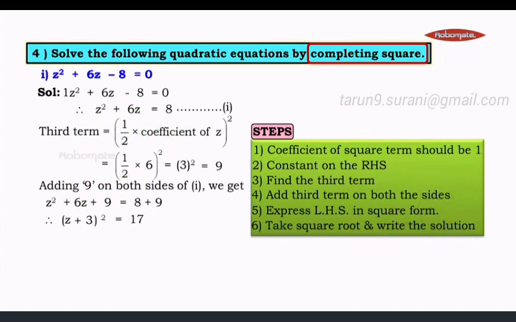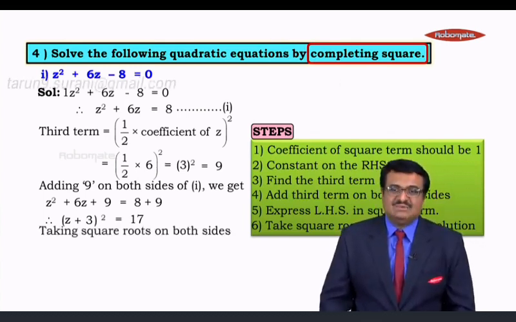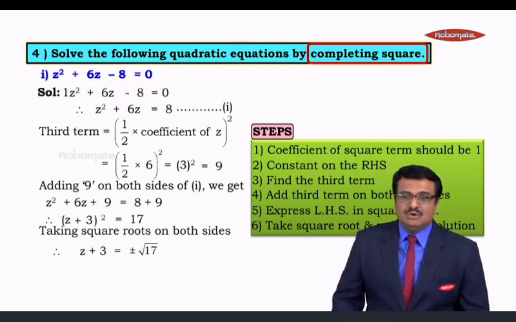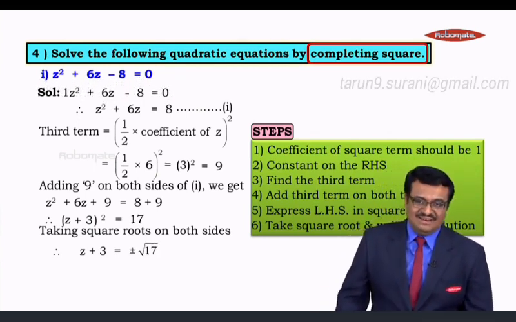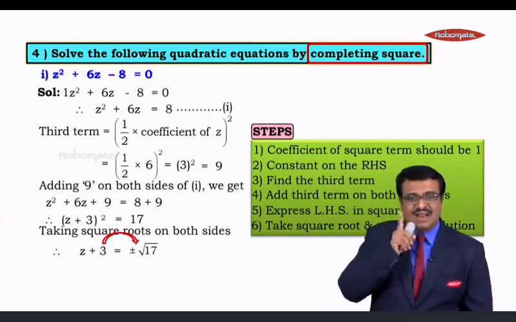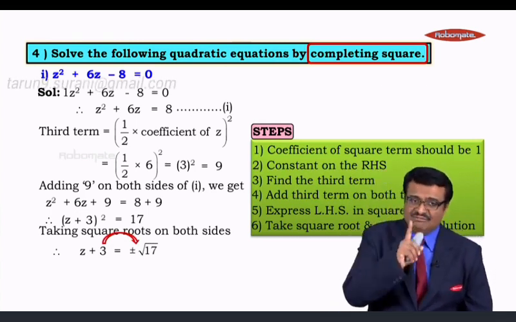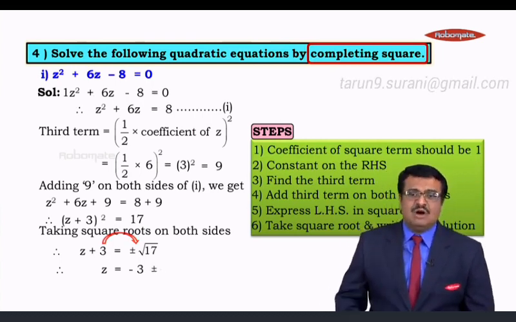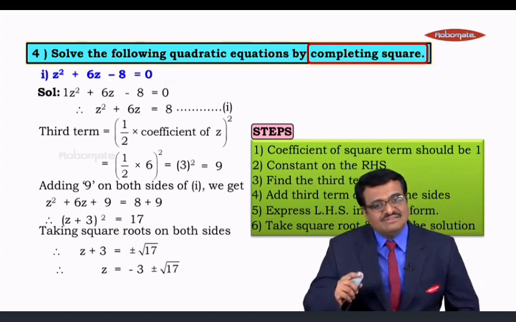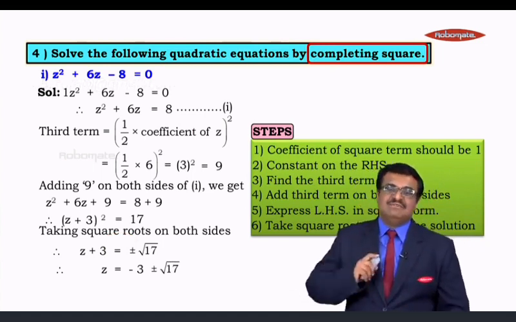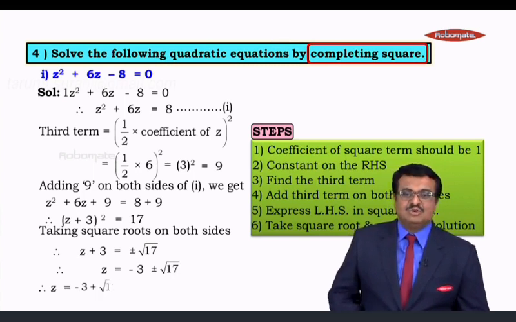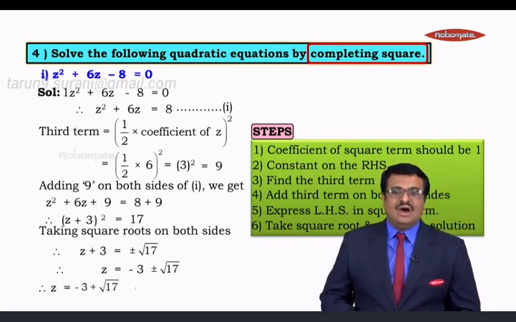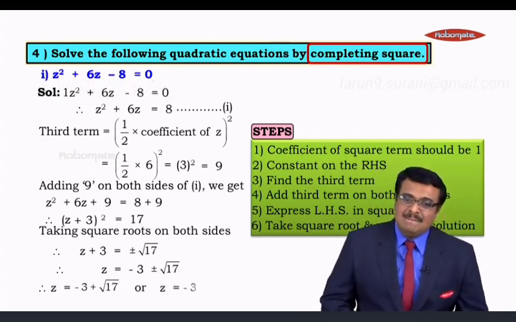Now we want to find z. Solve means we want to get the value of z, and z is inside the square. To bring it out, what we will do is take square roots on both sides. So when we take square roots on both the sides, we get z plus 3 is equal to plus or minus root of 17. Now send this 3 to the right side, and whatever goes from the left to the right will be written first. So we get z is equal to, plus 3 goes to the right as minus 3, plus or minus root 17. One value of z will be with the plus sign, the other value of z will be with the minus sign. So z is equal to minus 3 plus root 17, or z is equal to minus 3 minus root 17.